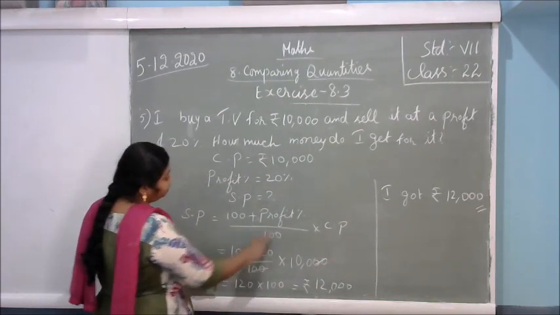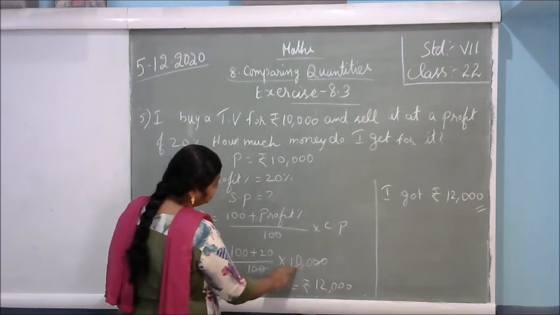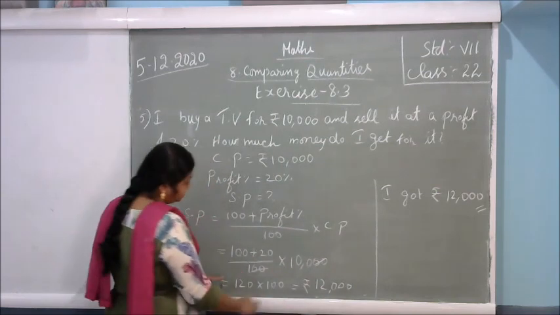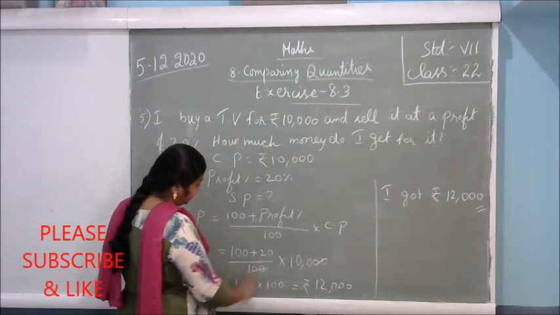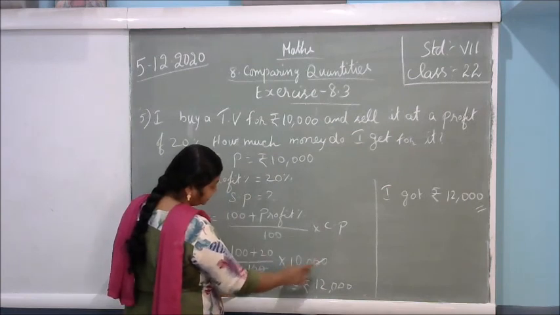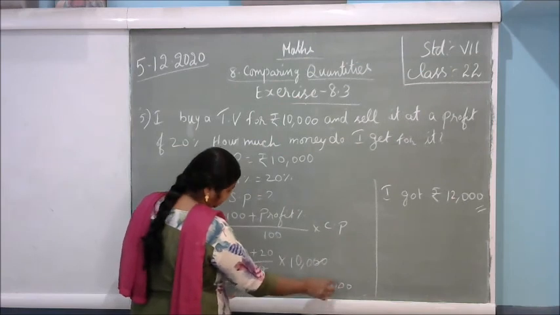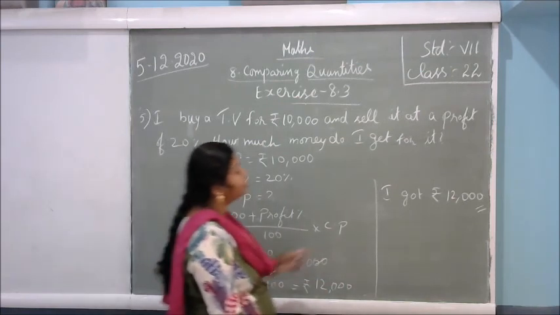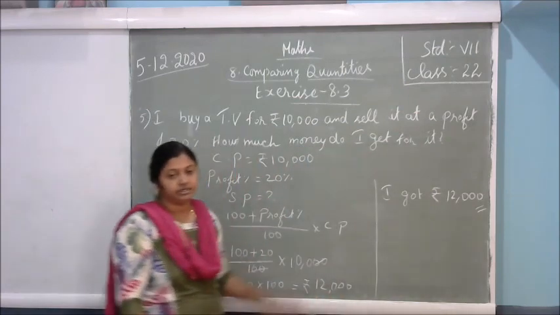So 100 plus profit percentage, which is 20, divided by 100 into CP, which is 10,000 rupees. If you cut, 20 will go. So 100 plus 20 is 120. 120 into here 2 zeros are there, so 100 is there. So 120 into 100 you will get 12,000 rupees. So how much you got? 12,000 rupees. That is your SP.